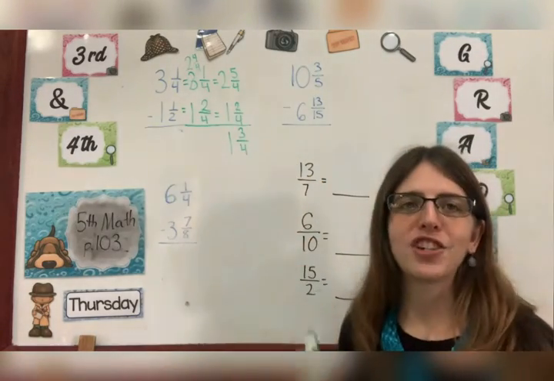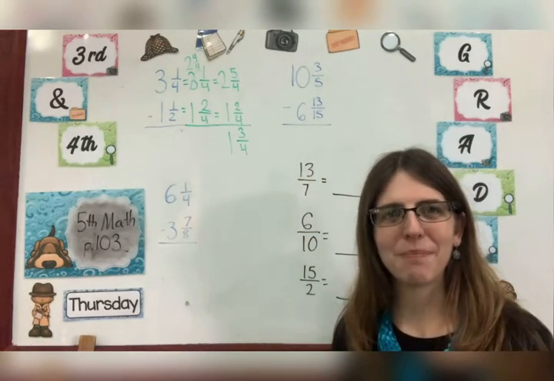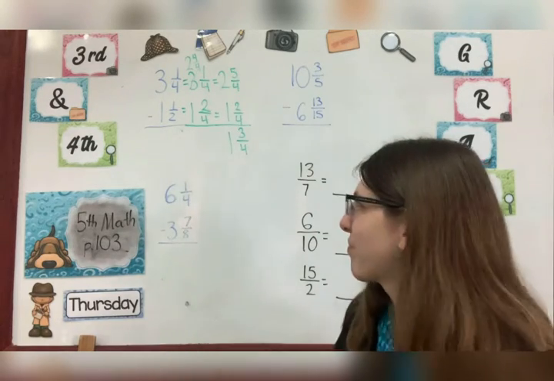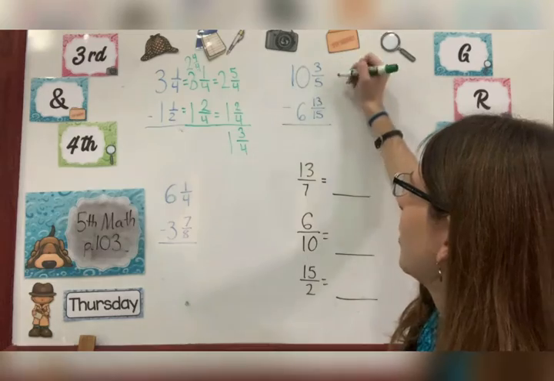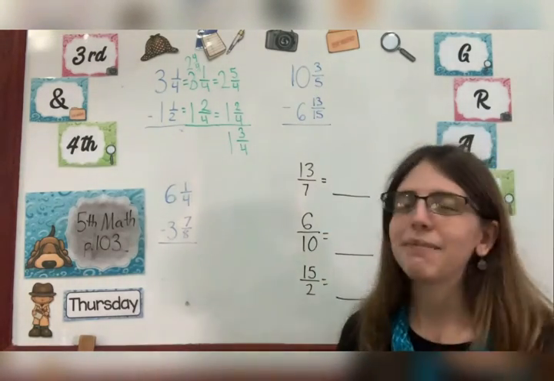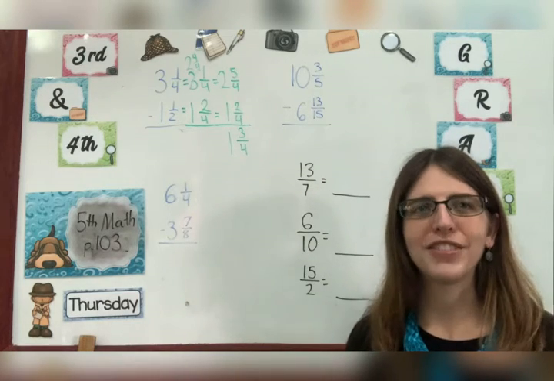Always check your fraction to see if you can reduce. Can you reduce it? Nope, so we are good to go. All right, now we're going to go to our second problem, letter B. We have 10 3/5 minus 6 13/15.